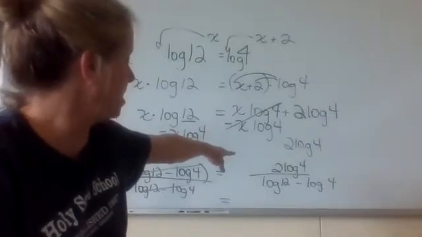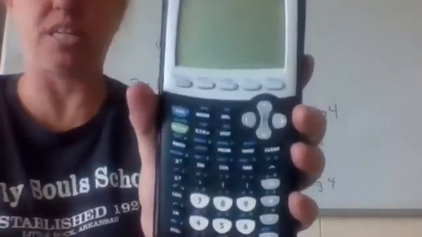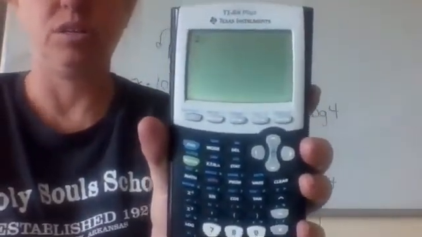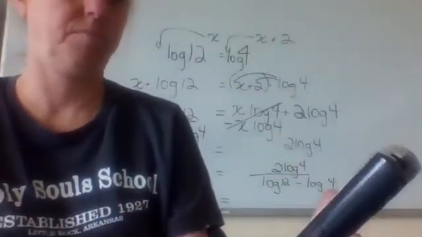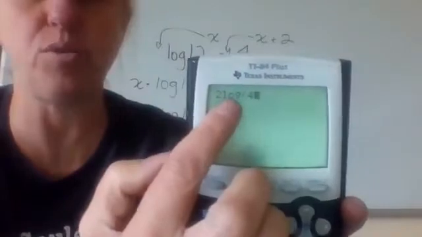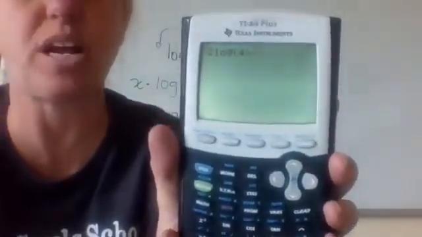So on the right side, I need to type in 2 log 4 on the top. So just type it in just like that. 2 log 4. Now remember, what does it do when it gives you a log? It gives you an open parenthesis. So before we divide, we need to make sure we close it out.